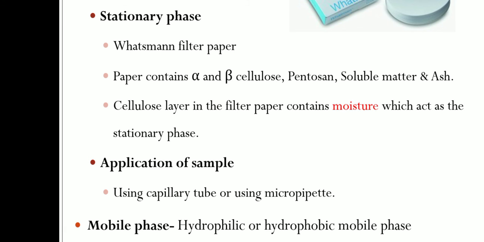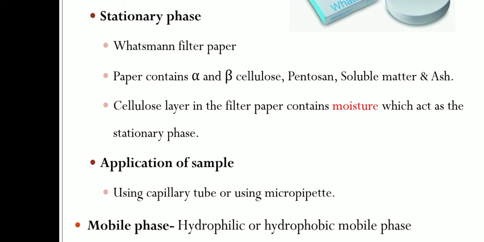Sample dissolved in mobile phase and applied by using capillary tube or micropipette. Only low concentrations are applied. So first the sample should be dissolved in a solvent. Usually it may be dissolved in our mobile phase itself, or depending upon the solubility.